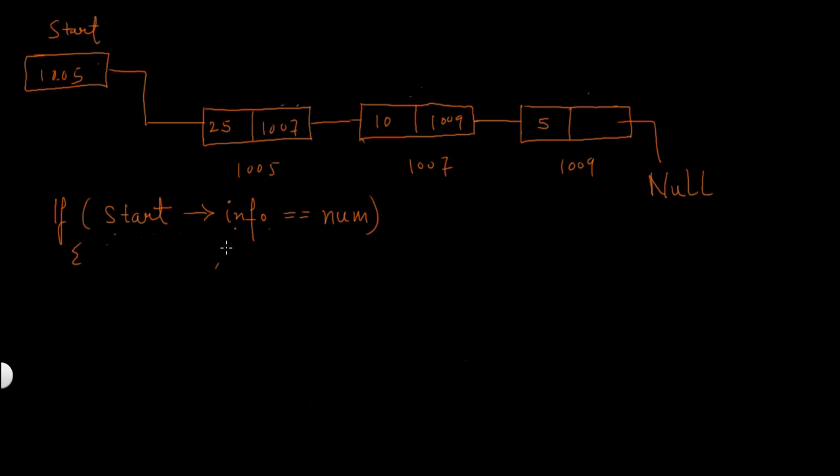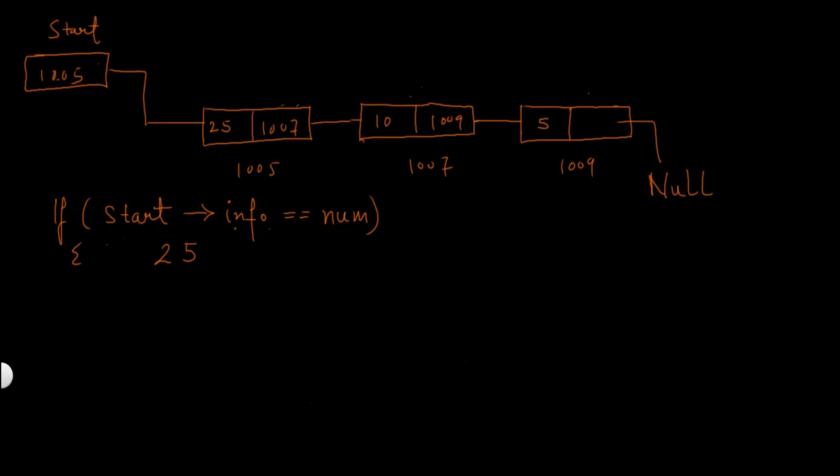Now with the help of this if statement, we can check if the node to be deleted is the first node in the list. Now start arrow operator info means info part of this node because start will always store the address of the first node. So start arrow operator info will always mean info part of the first node, which is 25 according to this example.